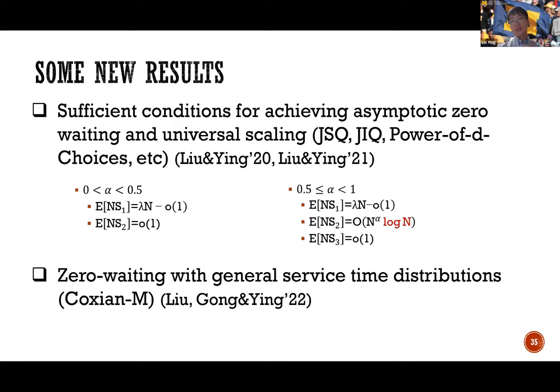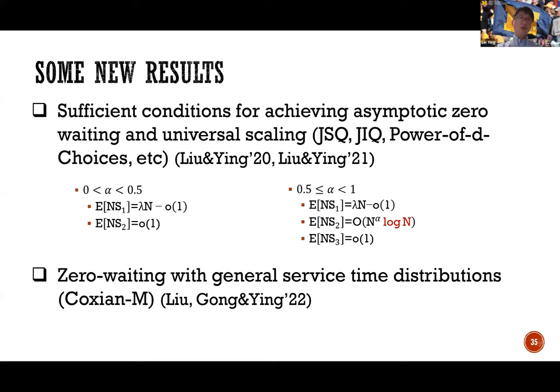And you can use just a single mean field model, the one I listed there, to analyze that, okay? And that's unified analysis. And also you can unify the analysis to show the state space concentration as well, okay? So with that, what we were able to establish is a sufficient condition, for example, to achieve asymptotic zero waiting. So every job coming in has high probability to be routed to an idle server. And that sufficient condition covers JSQ, JIQ, power-of-d choices, and so on.